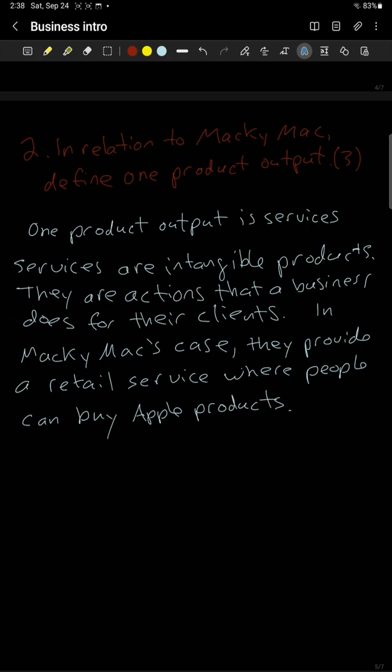Then lastly, to relate it to Mackie Mac's. In Mackie Mac's case, they provide a retail service where people can buy Apple products. Please note, retail is not a goods. They sell goods, but it's a service. You have stuff for people to buy there. You're giving them an opportunity, a place to do stuff. So it's a service. So that question there is, again, 3 marks. Now let's go to the last one.